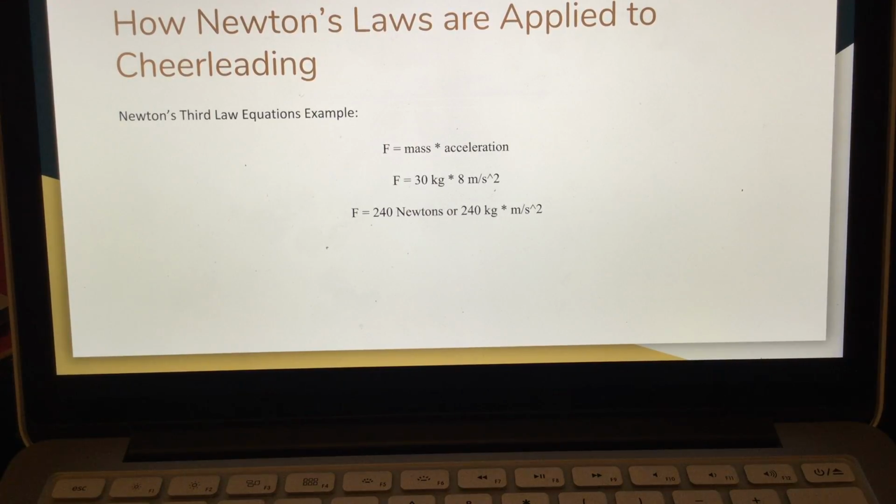And then here's an example of how Newton's third law is used. Force is going to be the capital F, and we're going to find that by using mass times acceleration. We're going to use the flyer having a 30 kilogram mass, and the acceleration that we used in the first example of 8 meters per second squared. All you do is multiply 30 kilograms times 8 meters per second squared, and you will get force equal to 240 newtons, or 240 kilograms times meters per second squared. And newtons is the SI unit for force.